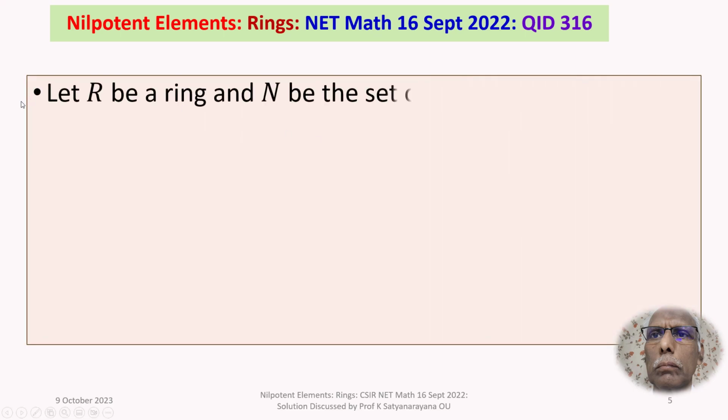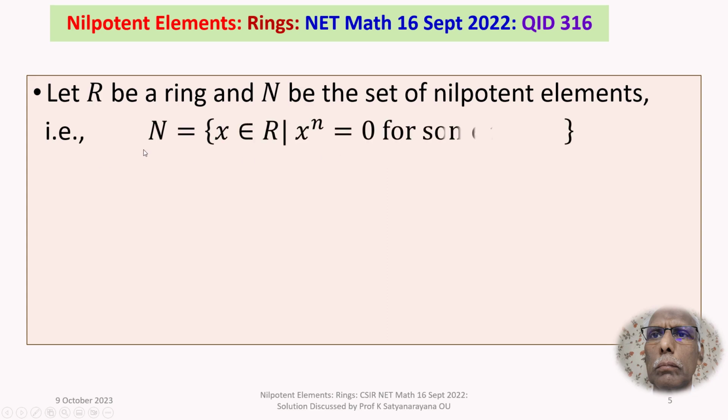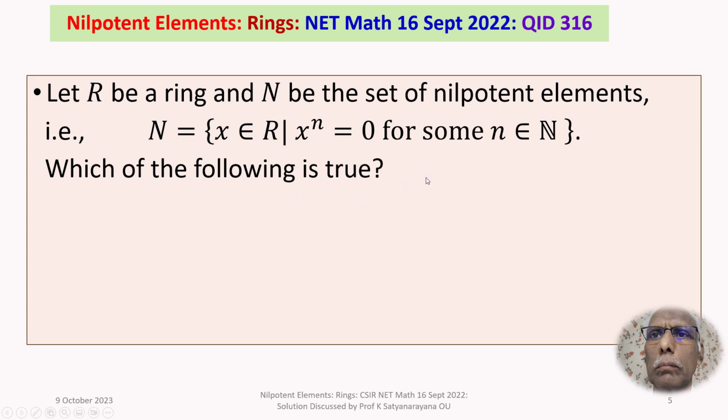The given question is, let R be a ring and N be the set of nilpotent elements, that is, N is equal to the set of all those elements x belongs to R such that x power n is equal to 0 for some natural number n. Which of the following is true? We are given four options.